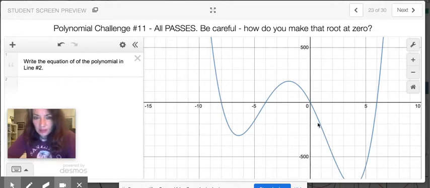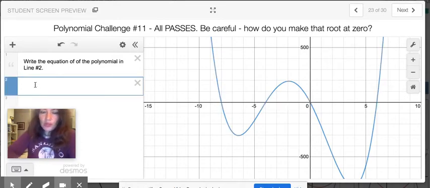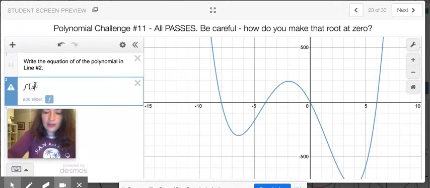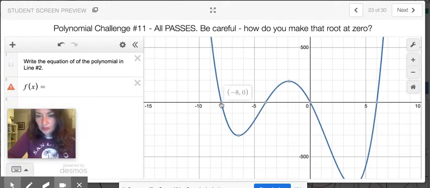Let's go ahead and see where the graph passes through. So we have an x-intercept at -8, 0, at -4, 0, at 0, 0. That's an interesting one here, and at 6, 0. So when we enter the polynomial, we could enter f of x equals, this one we said was -8, so we will say x plus 8.